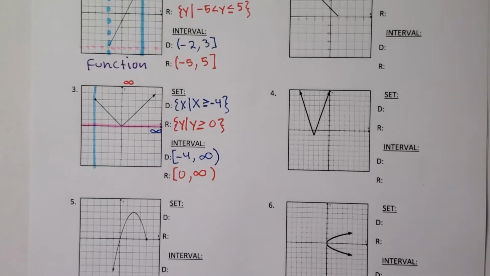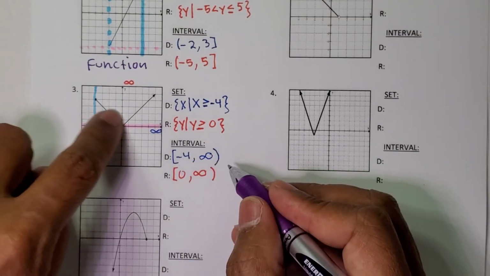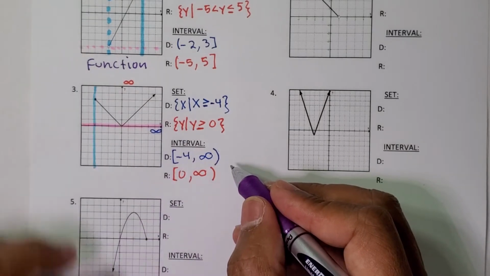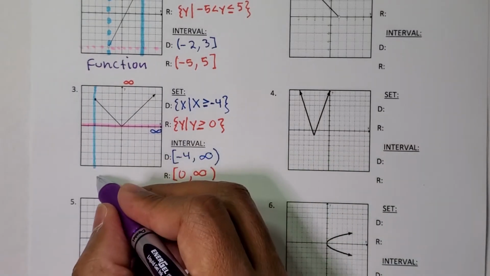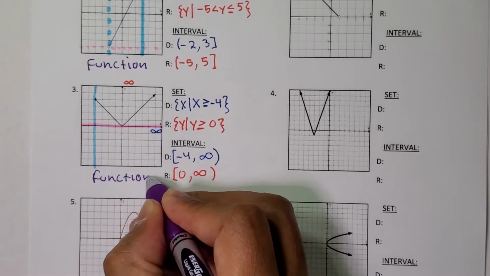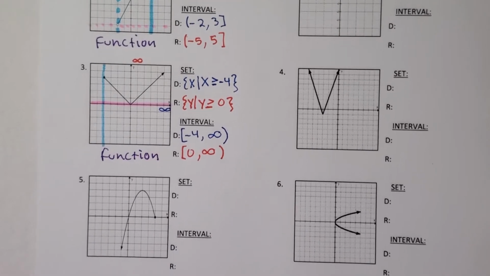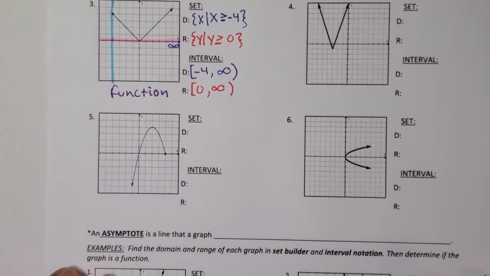Last question: is this the graph of a function? This one passes the vertical line test. If you draw any line, it's going to pass that test, so this one is a function. All right, let's go on to the next example.